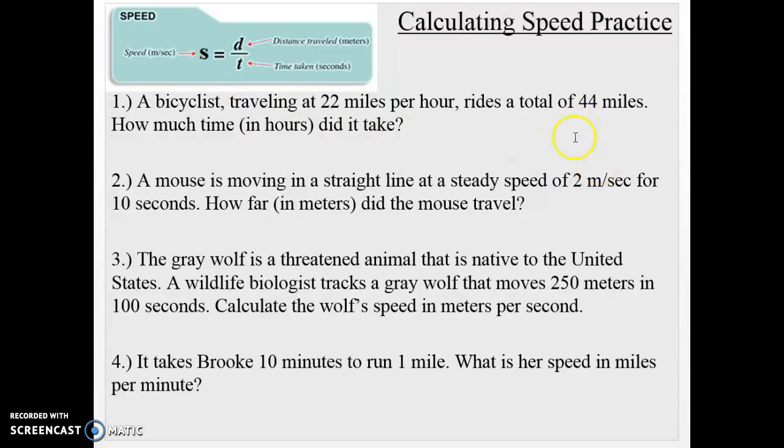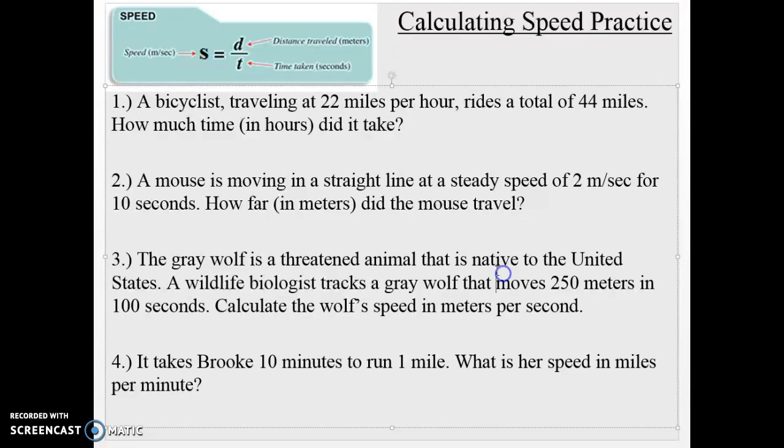In this case, the total distance that the person traveled was 44 miles, and the speed was 22 miles per hour. So you have your distance divided by your speed. So you have 44 divided by 22, and you get 2. Okay, in this case, you're solving for the time. The time here is in hours. So it would take him 2 hours to travel 44 miles if he kept a speed of 22 miles per hour.